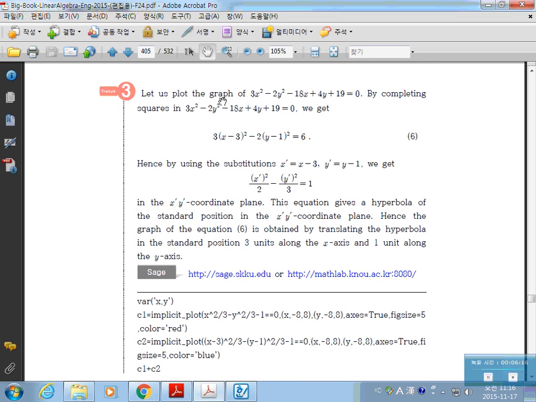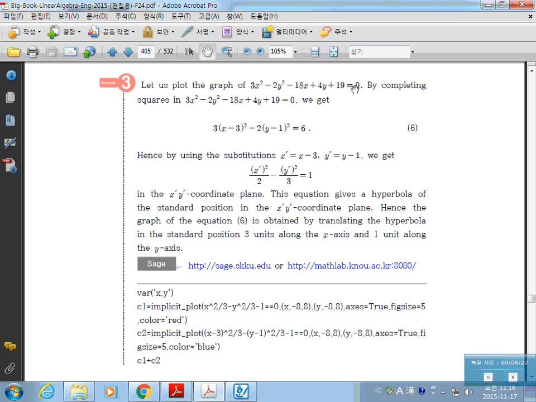This is the example. Let us plot the graph x squared minus 2y squared minus 18x plus 4y plus 19 is equal to 0. Then by completing squares in this, we get this. Okay? What does this mean?